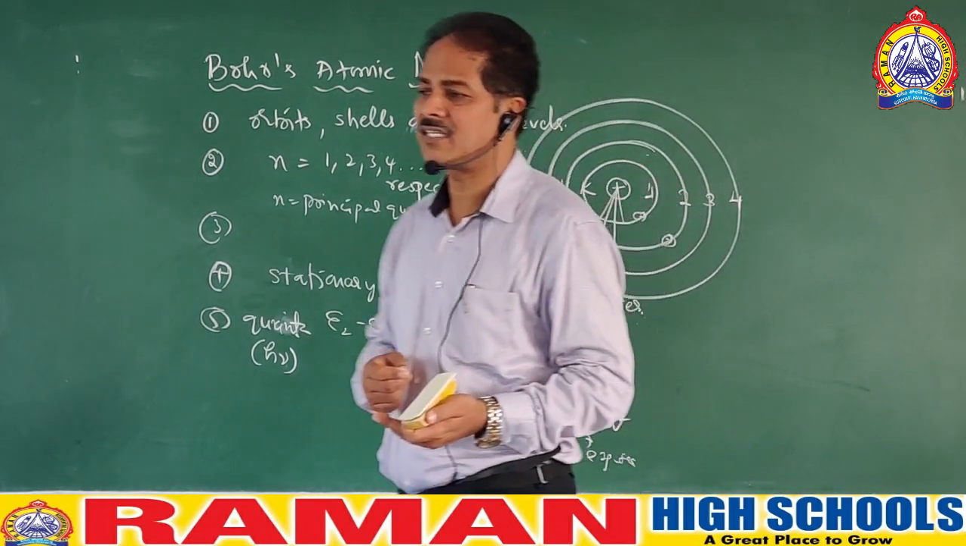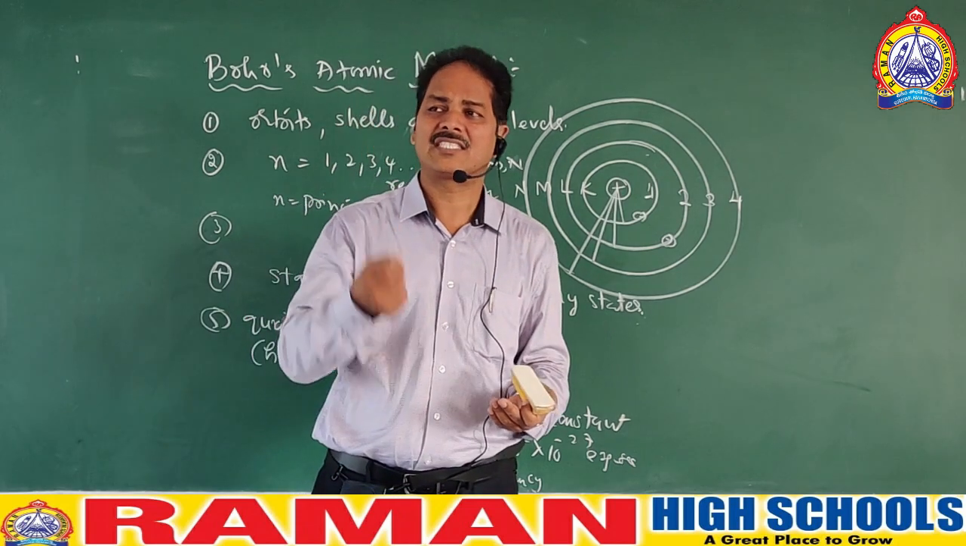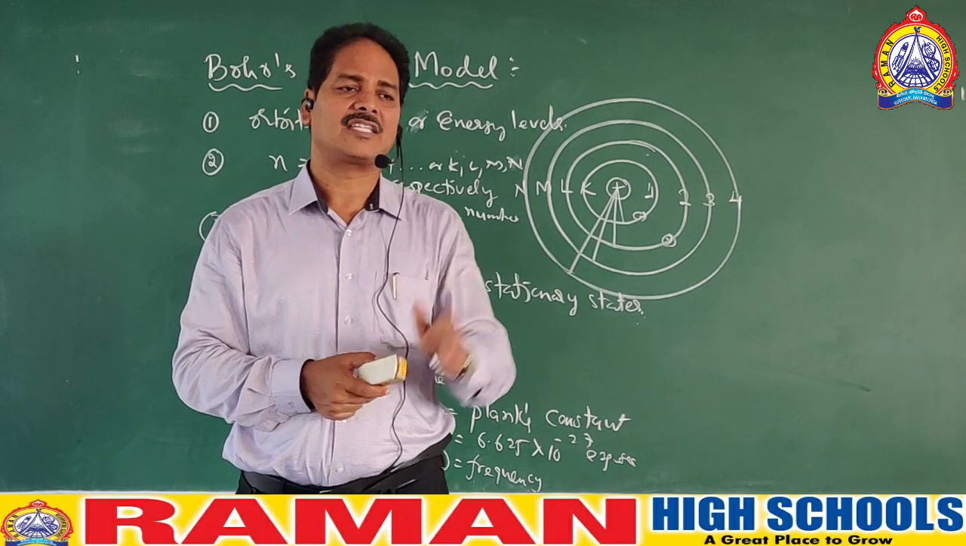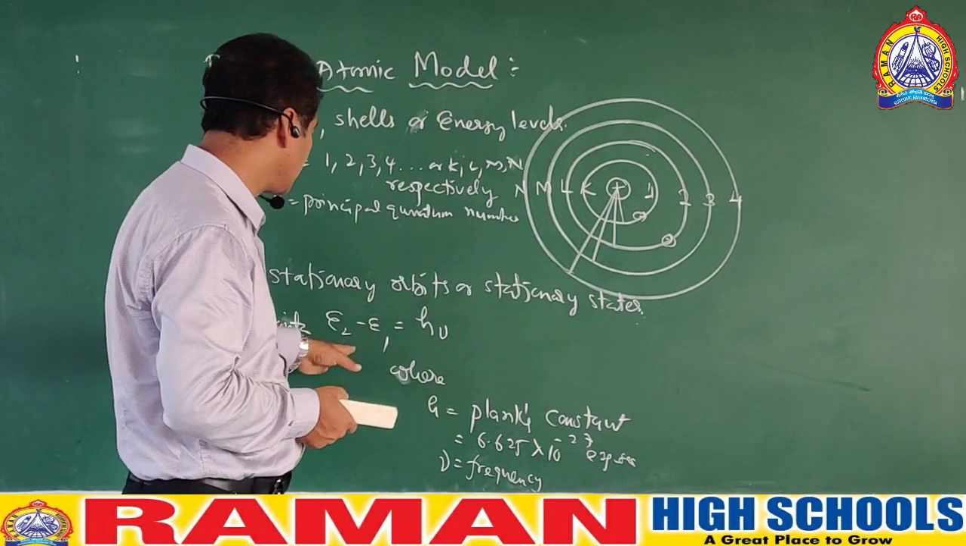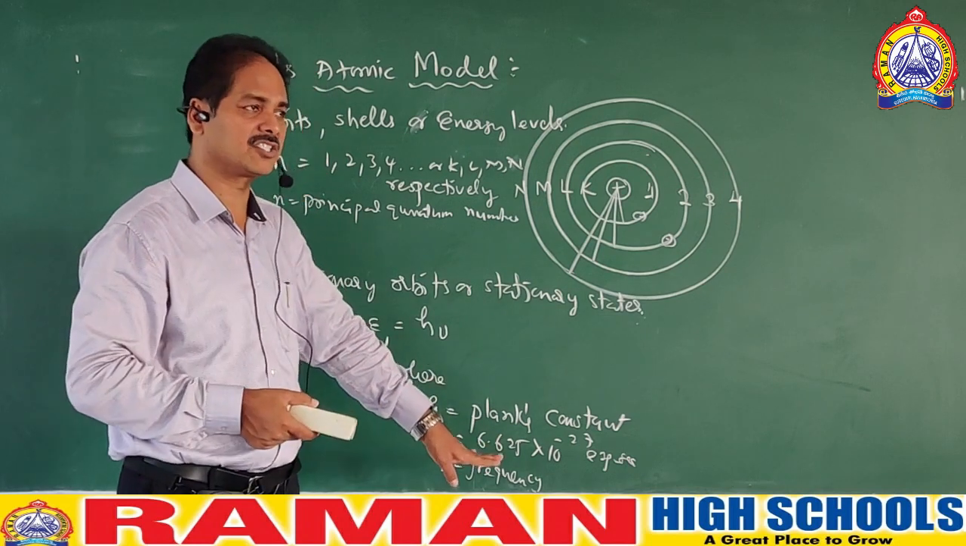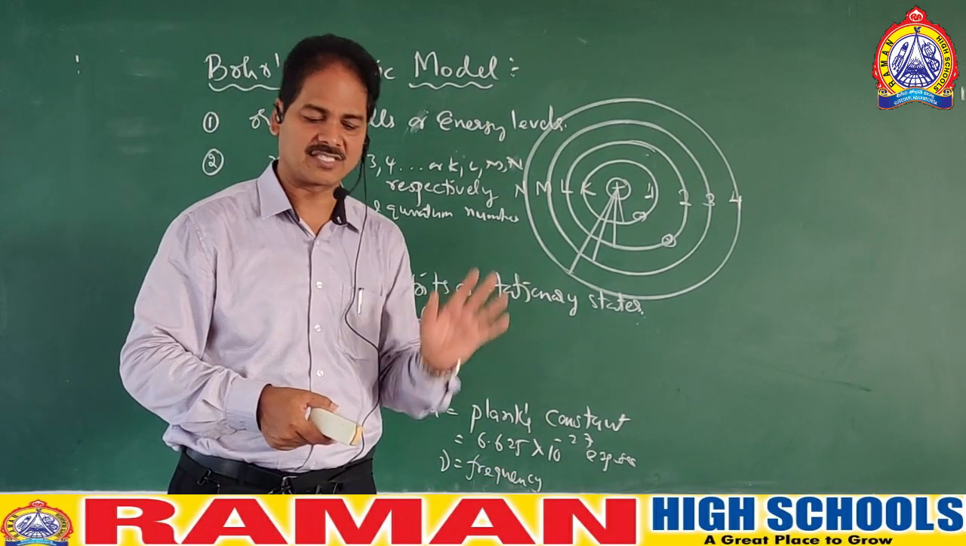And the electrons present in the orbits can take energy or they can lose energy. The energy taken or lost will be in the form of quanta, and that should be equal to the difference of the two orbits, that is E2 minus E1 is equal to h nu, where h is Planck's constant, value 6.625 into 10 power minus 27, and nu is called the frequency.